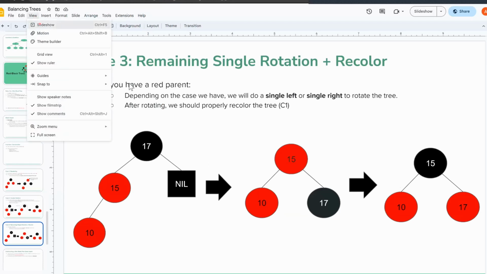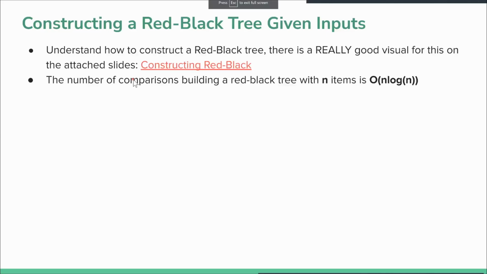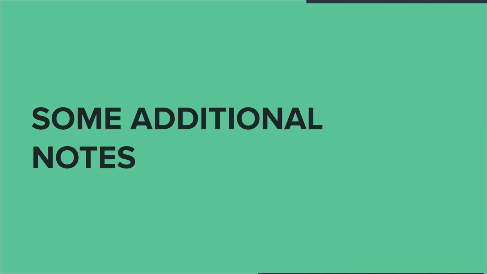We'll go back to our slideshow and talk about something I basically just talked about, which is the importance of constructing red-black trees. Also note, what is the number of comparisons for building a red-black tree with n items? We should be able to know that if I were to ask you. Now, this is the point of the video where I'm going to cover some additional notes and more specific stuff that you should understand generally.